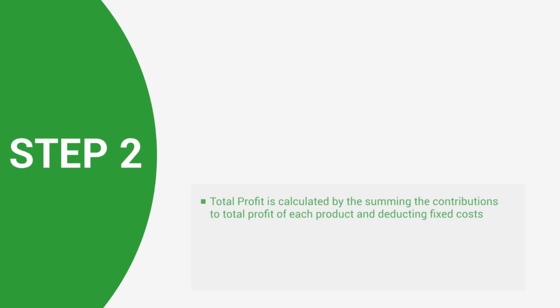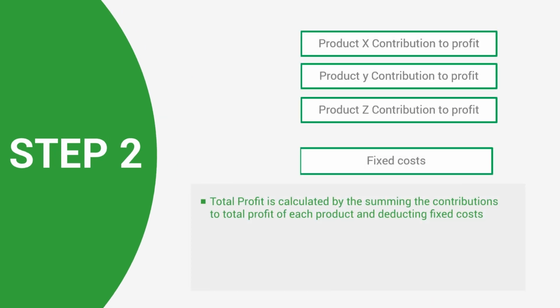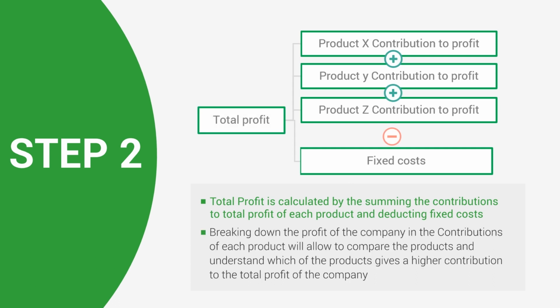Second, total profit is calculated by summing the contributions to total profit of each product and deducting fixed costs. Breaking down the profit of the company into the contributions of each product allows us to compare different products and see which contributes more to the company's total profit.